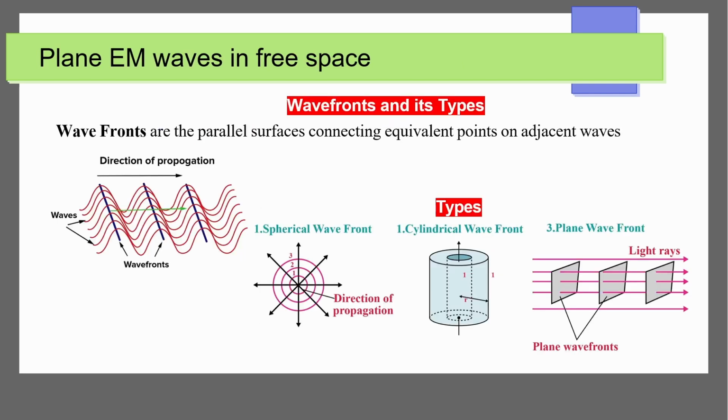With this, we'll try to understand wavefronts and plane waves. So wavefronts are parallel surfaces connecting equivalent points on adjacent waves. So as we can visualize here, these points, or here's an easier visualization of a spherical wavefront. So basically from some origin point, these waves are propagating outwards. And here's another type of wavefront. Here's a cylindrical wavefront where also the wavefronts are propagating outwards, and here's a plane wavefront where the waves are propagating outwards from some surface.